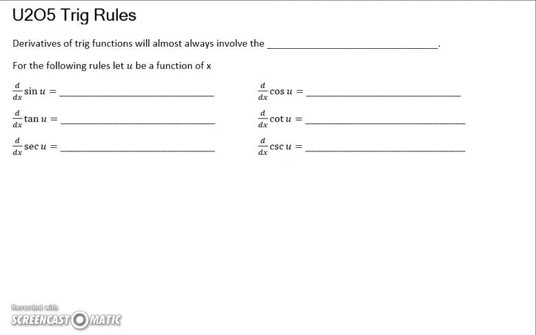Alright, in this video we're going to talk about Unit 2 Objective 5 trig rules. Whenever we take derivatives of trig functions, we're almost always going to have to use the chain rule. We're going to try to make this to where you don't have to think about using the chain rule, so we're going to define our trig rules in terms of the chain rule.